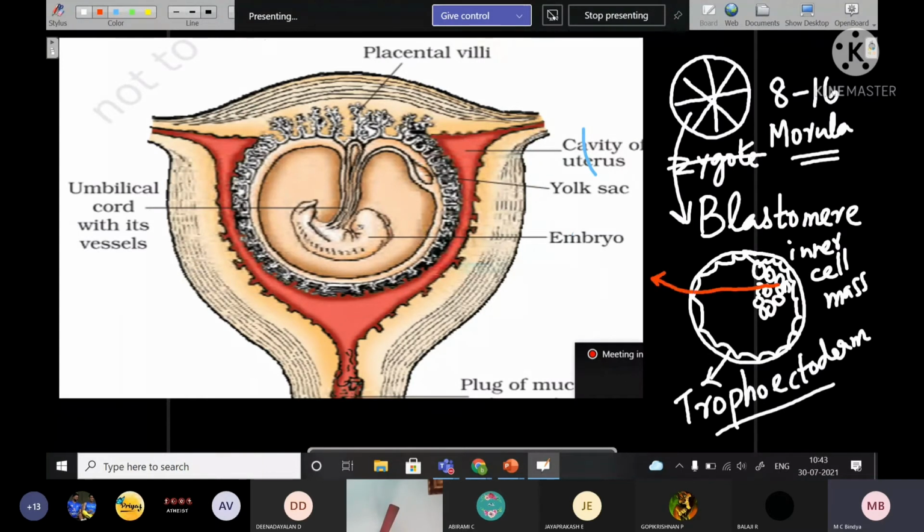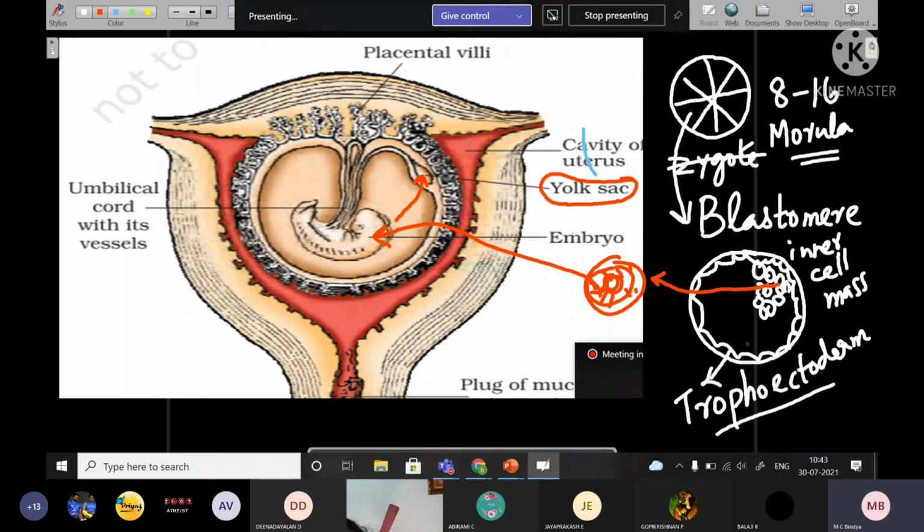Inner cell mass will first become ectoderm, endoderm, mesoderm, at the tissue level. These tissues will start modifying into their functions. They'll become organs, and then the embryo is present here. This embryo initially will be feeding on the yolk sac. You can see the yolk sac here. Later, it will get attached to the uterus lining.